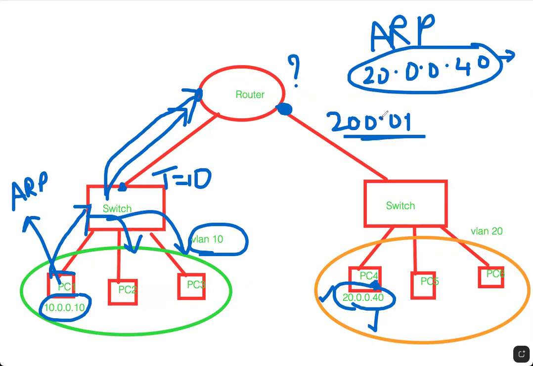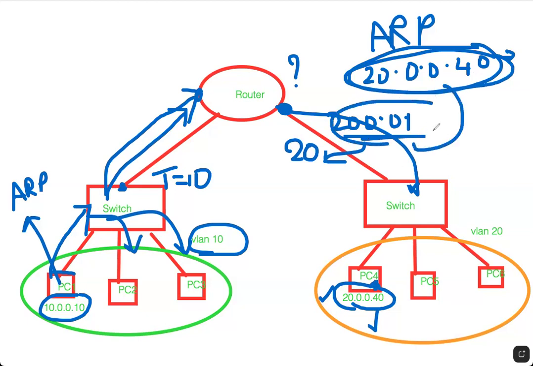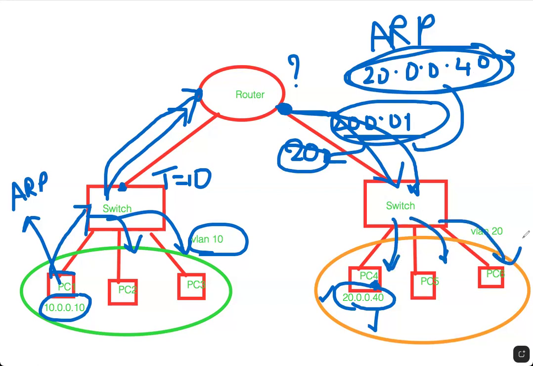So we know that it's part of this gateway and that gateway is part of VLAN 20. So now the router thinks, okay, I'm learning 20.0.0.1 via VLAN 20. I'm going to broadcast that frame to VLAN 20 because it is trying to look for 20.0.0.40, which is in the same subnet as 20.0.0.1. So now the router will send that frame to the switch with the VLAN tag of 20. The switch will get the VLAN tag 20 and broadcast to PC4, PC5, and PC6.